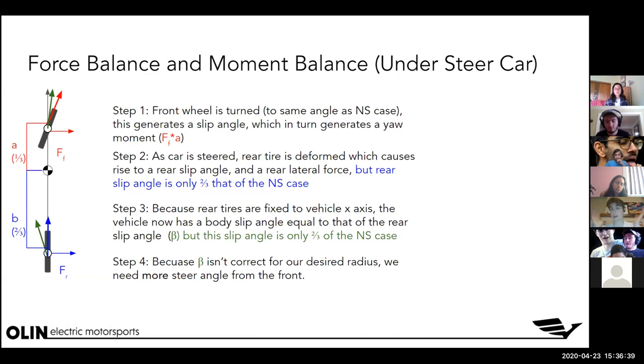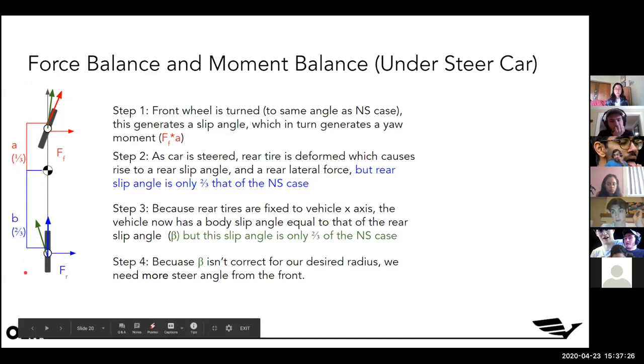As drivers, maybe we don't know we're in an understeer car. So we're going to go into this corner and turn our steering wheel the same amount as we did before with the neutral steer car. What's going to happen is, again, we're going to generate that yaw moment, which is going to begin to pivot our car. As the car is pivoted, the rear tires are deformed, and those give rise to rear slip angles. But now the rear slip angle is only 2/3 that of the neutral steer case, because our front steering input isn't nearly as effective as it was before, because we're fighting against a smaller moment arm, if you will. So now we're applying the same amount of slip angle here, but that slip angle times the smaller radius means that the rear slip angle needs to be smaller to balance this effect, to balance the yaw moment equation. Did what I just said make sense?